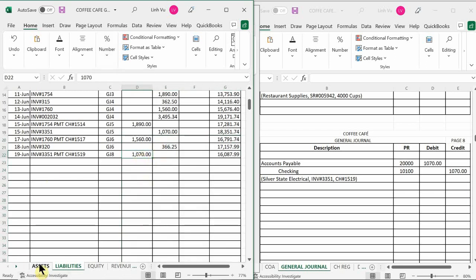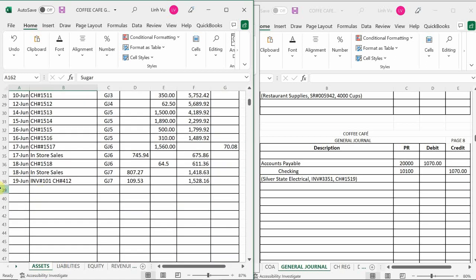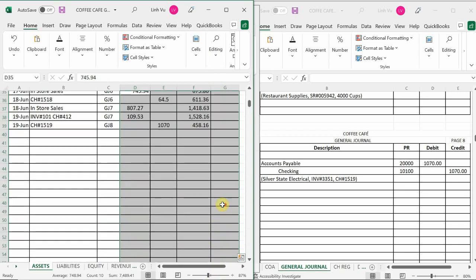And now I need to go to my checking account because I need to update how much money I have left in my account. I wrote check number 1519, General Journal, page 8, and I just spent more money. So I just spent 1070. So that means how much money should I have left in my bank account? I only have $458 in my bank account. Not looking too good here.